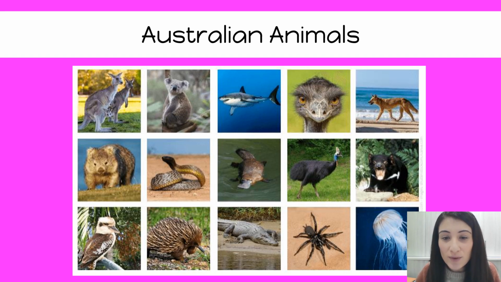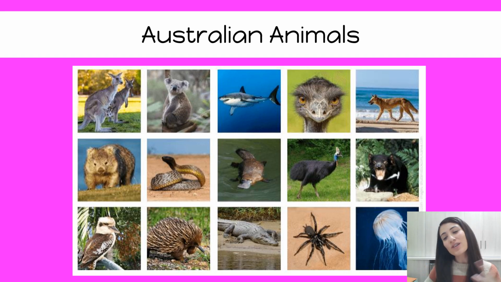So just to give you an idea of some of the animals that you might write about, I've put a picture here of many different Australian animals just to give you some ideas. So I can see kangaroos, koalas, sharks, emus, a dingo, a wombat, snake, platypus, cassowary bird, a Tasmanian devil, kookaburra, an echidna, a crocodile, and a very scary looking spider, and an interesting looking jellyfish.